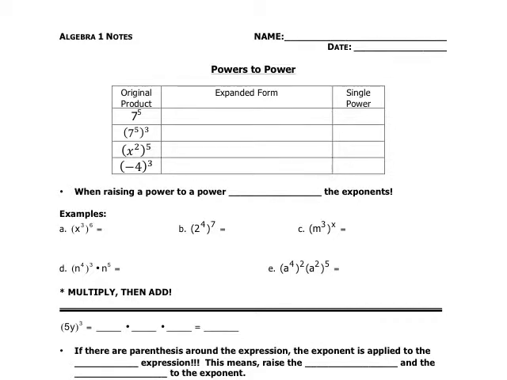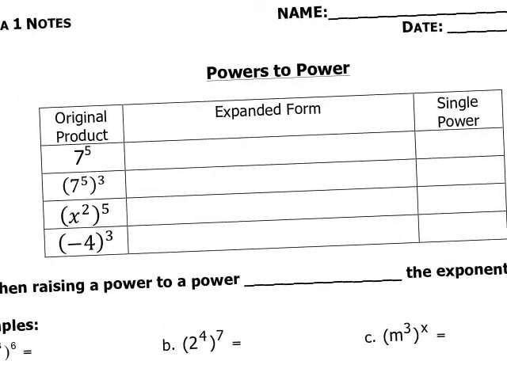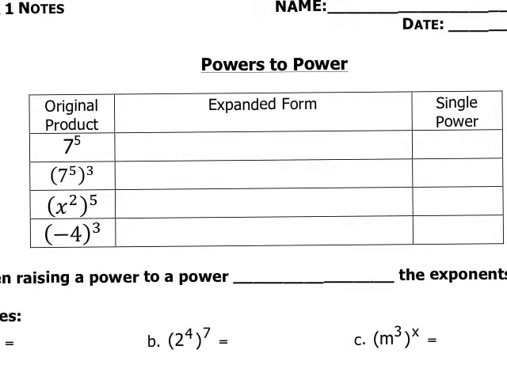Okay, so just like last time, instead of just telling you the rule, I want to come up with the rule so that it means something to you, okay? So we're going to accomplish that the same way we did last time with expanded form. So let's just do a nice, simple example to begin. What does 7 to the 5th look like in expanded form?